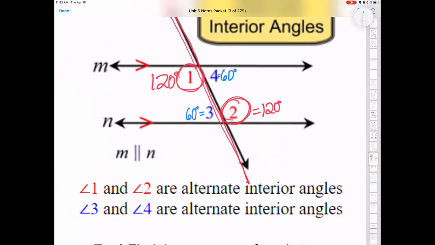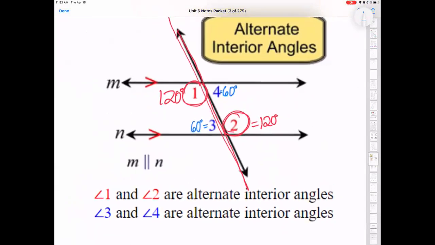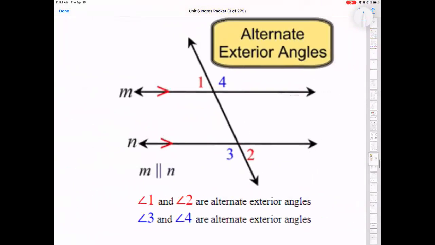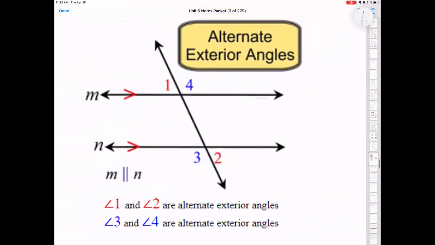Again, alternate means opposite sides of the transversal. Interior is where we're within and inside the parallel lines. So that's where those come about. Now, looking at alternate exterior, very, very similar. The only difference is you're on the outside of your two parallel lines.